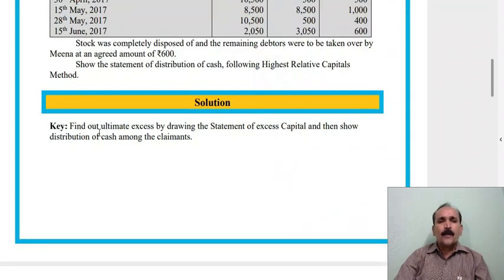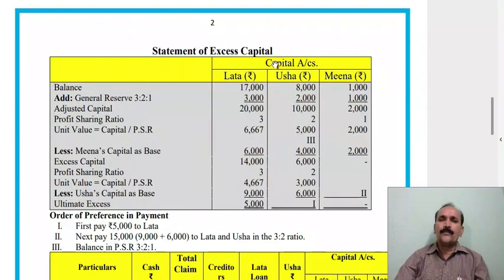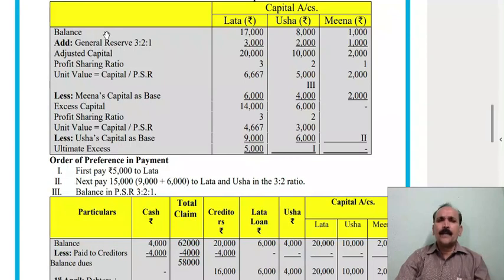Solution. Find out the ultimate excess by drawing the statement of excess capital, and then distribute the cash among the claimants. Statement of excess capital. Now we are going to prepare the statement of excess capital. Particulars, capitals: Lata, Usha and Meena. Capital balance as per balance sheet: Lata 17,000, Usha 8,000, Meena 1,000.